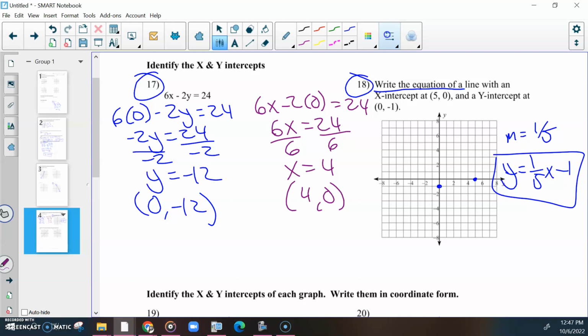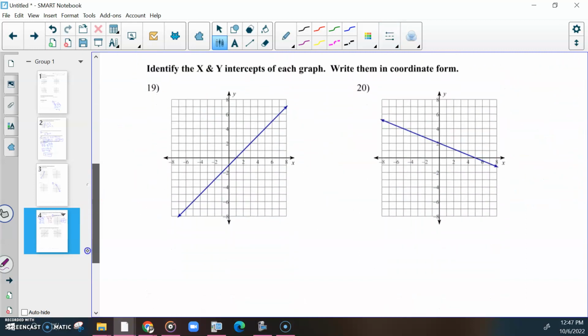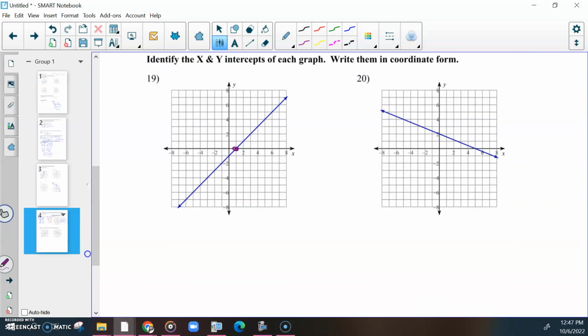19. For 19, you have to find your x and y intercepts. Write them as an ordered pair, so your x-intercept would be 1, 0. Your y-intercept would be at 0, negative 1. There are questions.